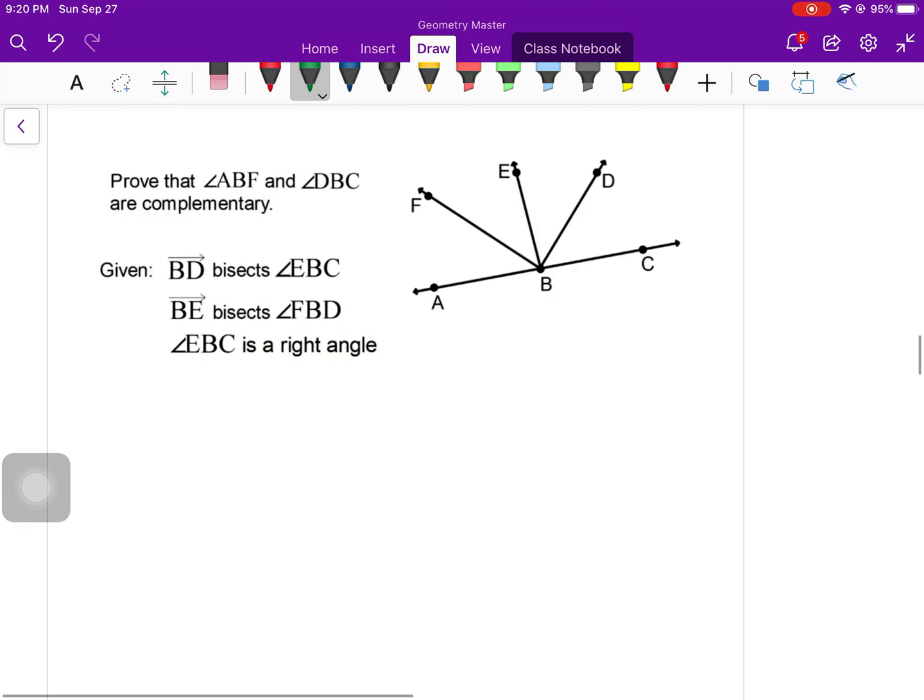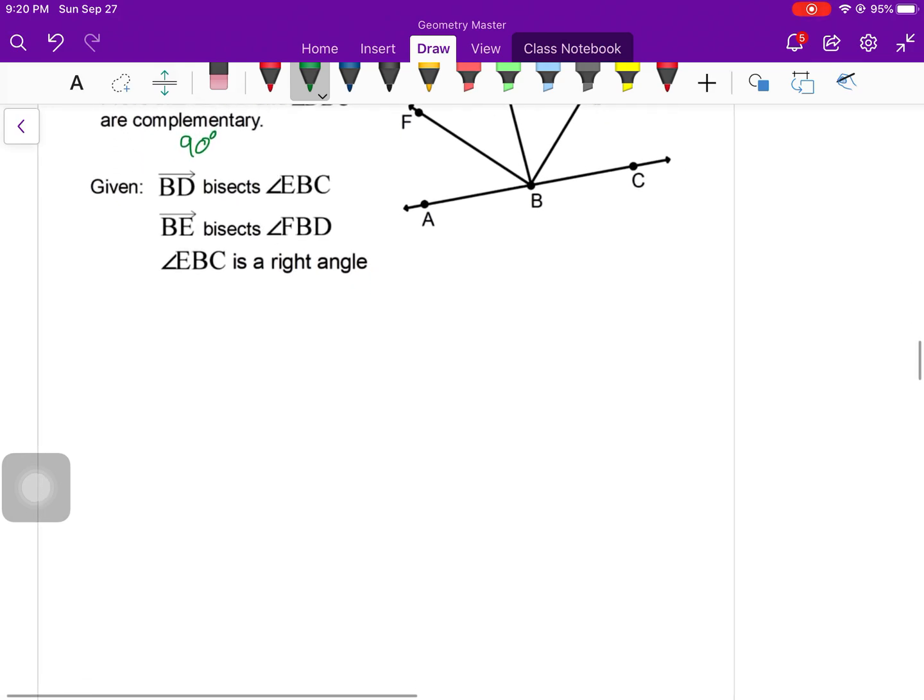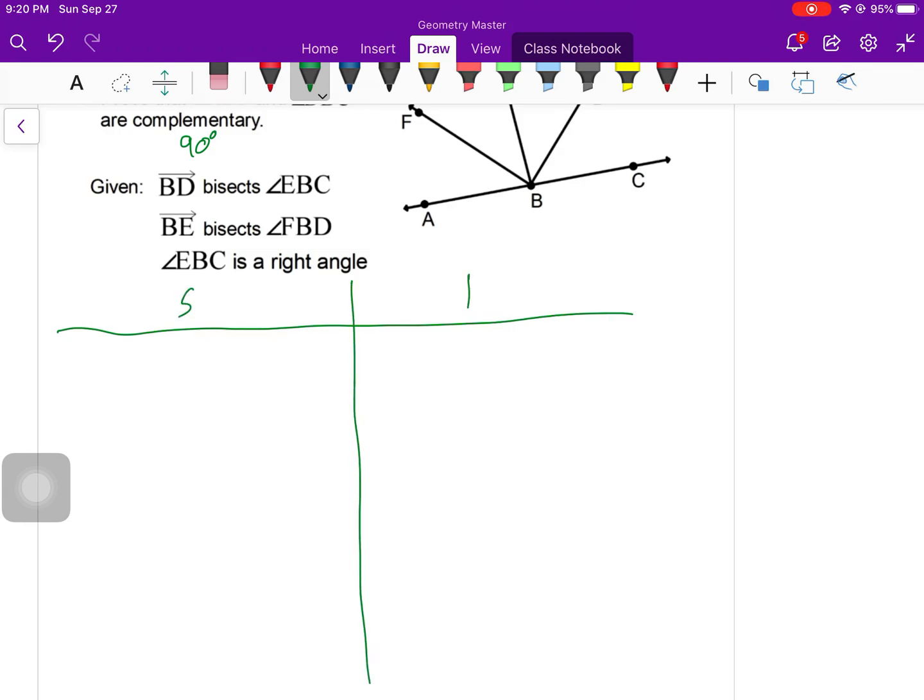Now we want to prove angle ABF and angle DBC are complementary. Remember, when we're trying to find complementary, what does that mean? It means they're going to add up to be 90 degrees, so I know I'm going to have to do something with angle measurements. We're given a whole bunch of different things. So I need my statements and my reasons. I'm just going to put an S and an R because I'm lazy right now, I guess.